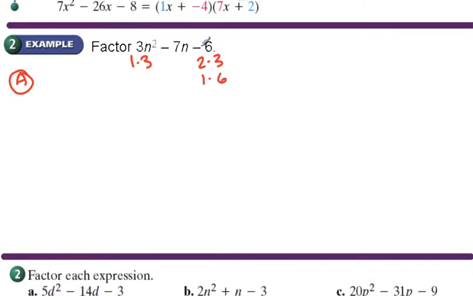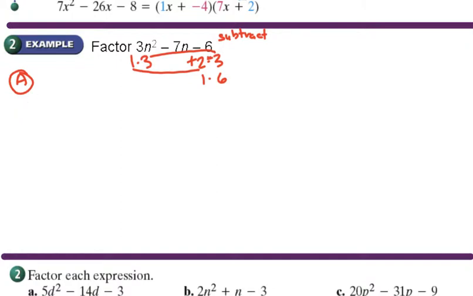Now this is negative, so that means we are going to be subtracting instead of adding, all right? So 1 times 2 is 2, 3 times 3 is 9, 9 minus 2 is 7. Okay, so 3 times 3, 1 times 2. But that's a negative 7, so that would have to be 3 times 3 is negative, and 1 times 2 would be positive. So this would be a negative 3, and this would be your positive 2.